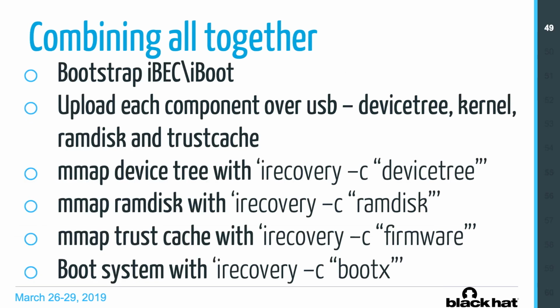So if we made all the patches to boot chain, how to combine it all together? So we bootstrap our modified iBoot from iBoot, for example, from another bootloader. We upload each of the components over the USB, device tree, kernel, trust cache, one of the RAM disks, send the commands to bootloader to create these corresponding images, and finally boot the whole system with bootx.